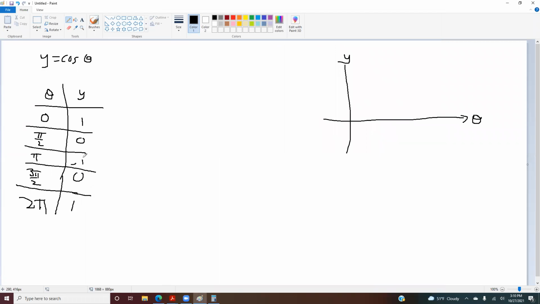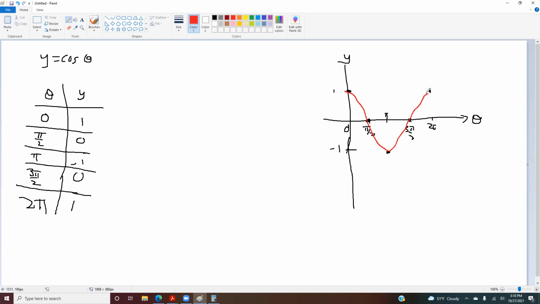It's a little bit different from your sine wave. If I put this into your graph, the first point is (0, 1). Pi over 2 becomes 0, and then pi becomes -1. Then 3 pi over 2 becomes 0, and 2 pi becomes 1. So if you draw this, it is the whole valley. You'll be going down like this.